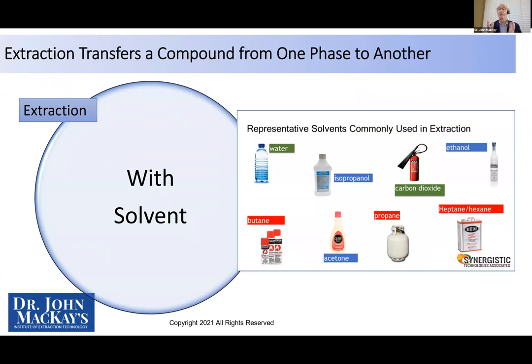Extraction, I'm using representative things. I've got water. Water can be used as a solvent, but it can also be used in a separation. Isopropyl alcohol, carbon dioxide, ethanol, butane, propane, acetone, heptane, hexane. These come in common products that you can buy locally at the store. They're just not exactly chemically pure.